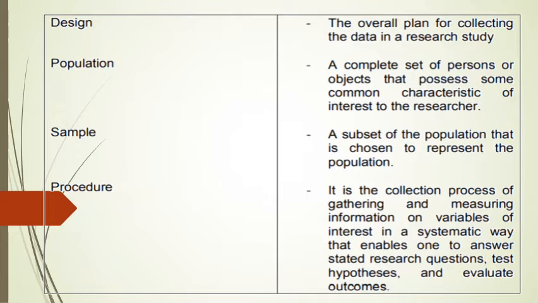Design is the overall plan for collecting the data in a research study. Population is a complete set of persons or objects that possess some common characteristics of interest to the researchers. A sample is a subset of the population that is chosen to represent the population. Procedure is the collection process of gathering and measuring information on variables of interest in a systematic way that enables one to answer stated research questions, test hypotheses, and evaluate outcomes.